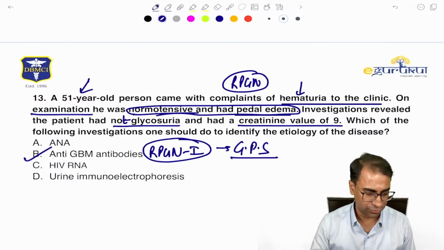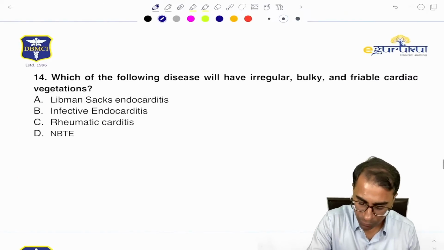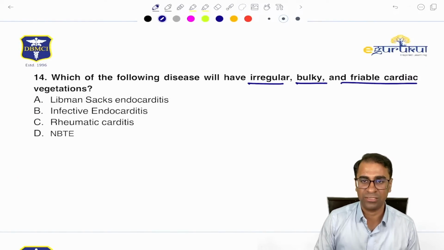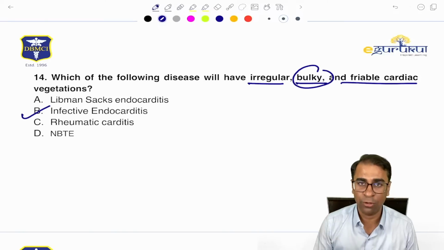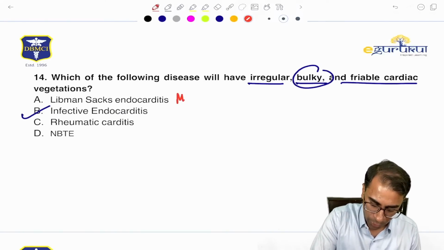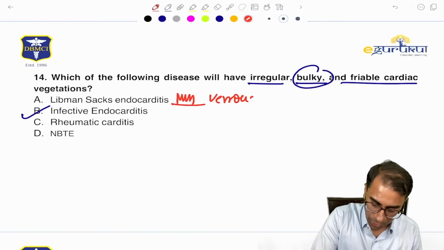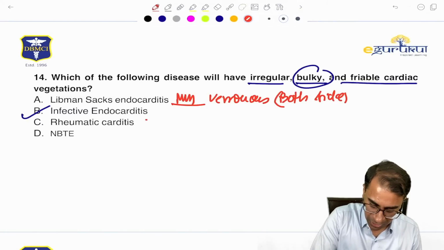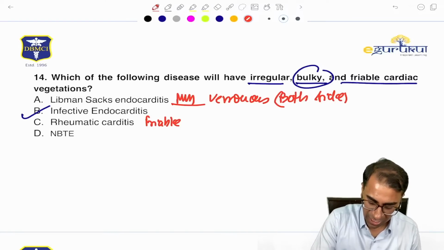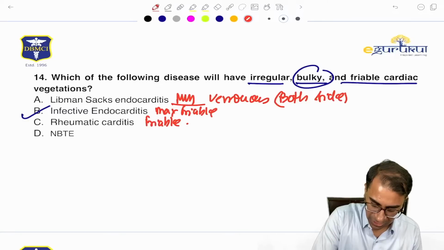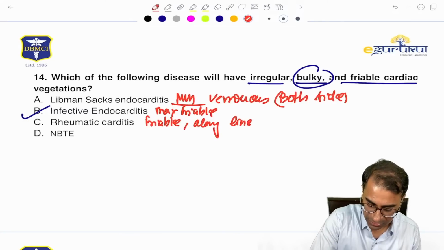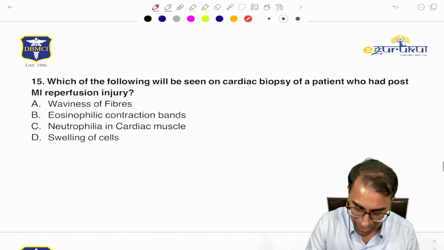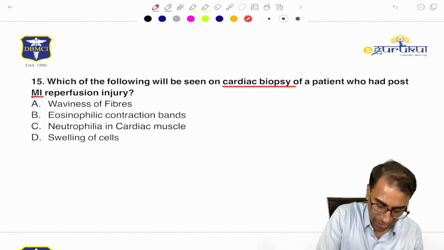Goodpasture syndrome. Sure. The following will have irregular, bulky, friable cardiac vegetation. The moment you see bulky, the answer is infective endocarditis. In Libman-Sacks, what will you find? It's verrucous. Verrucous on both sides. In rheumatic, you see friable, okay, less friable, but this is maximum friable vegetation. It is seen along the lines of closure. The answer is B.